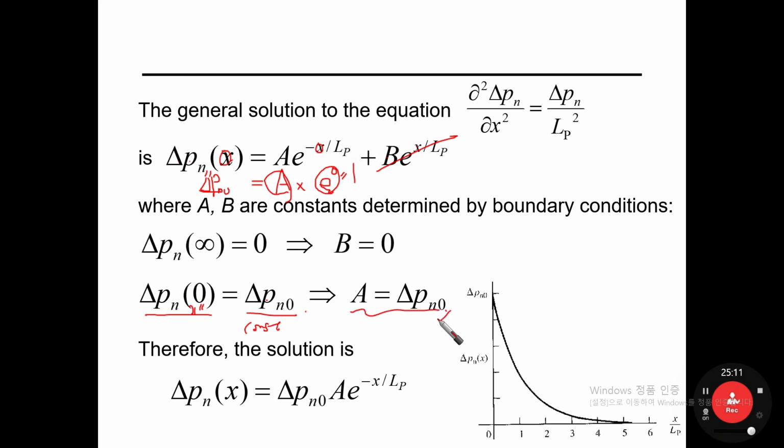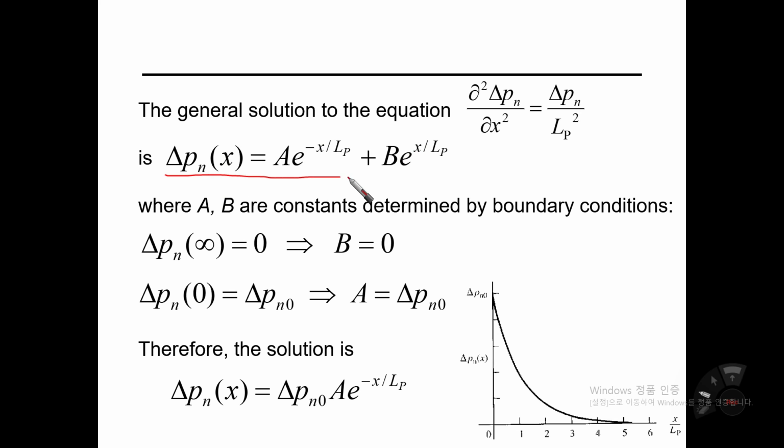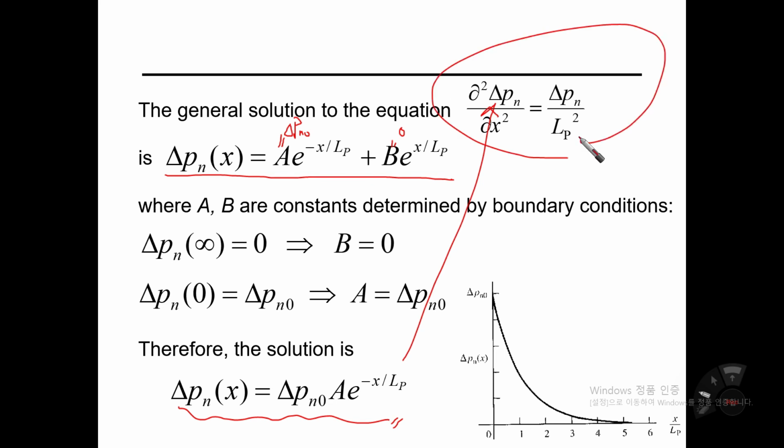There we go. Okay. Now, in the general solution, plug in A is delta Pn naught, B is 0. Then you're gonna get this solution for this second order derivative equation. To better understand the meaning of the diffusion length L sub P, let's draw the plot of delta Pn as a function of x versus x over Lp.